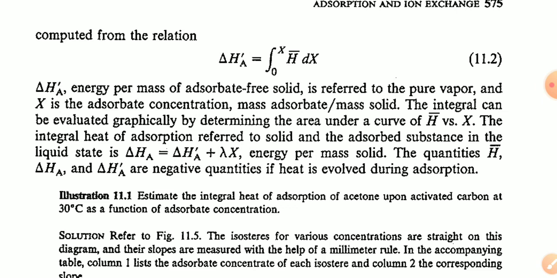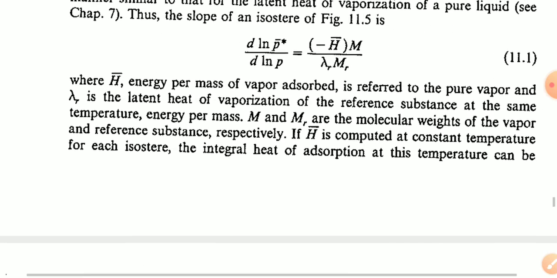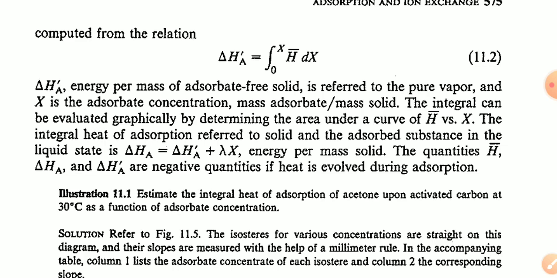Okay, so what are the equations? Delta H_A is equal to the integral from 0 to x of H bar dx. What is H bar? Energy per mass of vapor adsorbed. Delta H_A is the energy per mass of the adsorbent, the free solid, referred to the pure vapor, and x is the adsorbed concentration, the mass adsorbed per mass of solid.